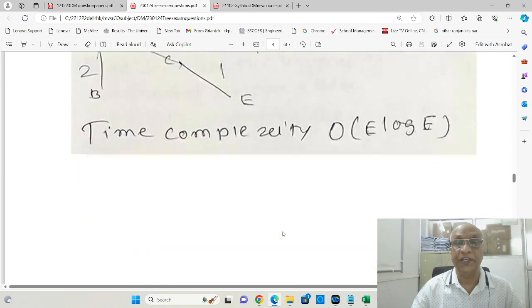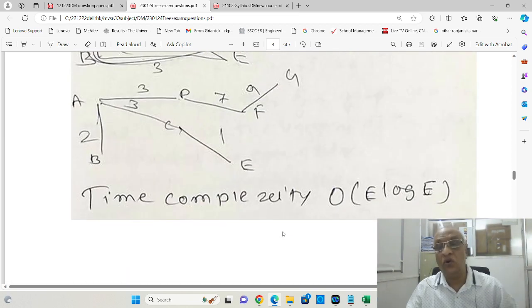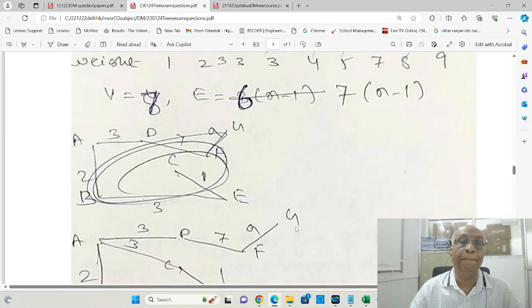So I am just checking if anything more is there. Yeah. The time complexity is O of E log E.